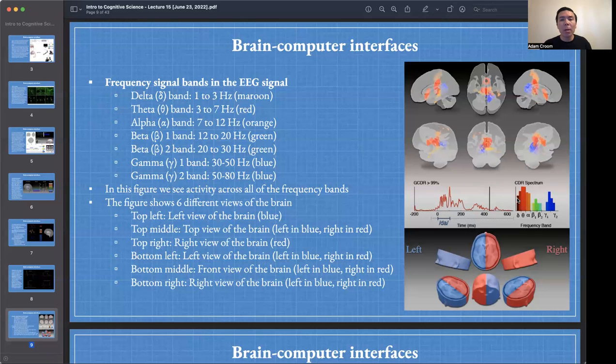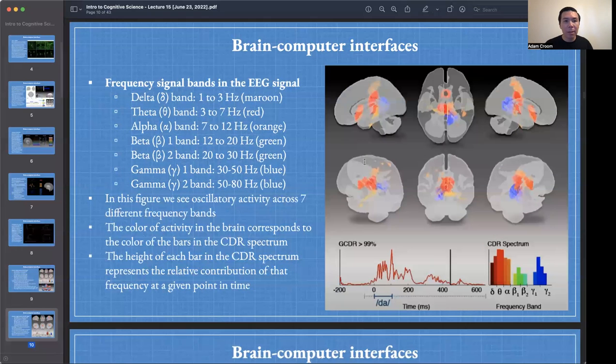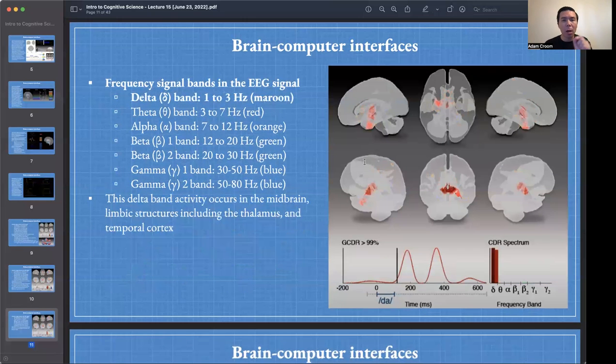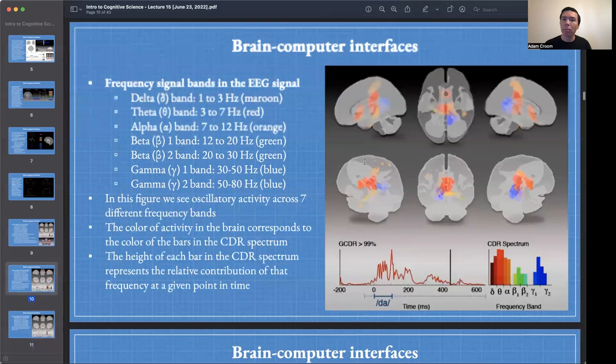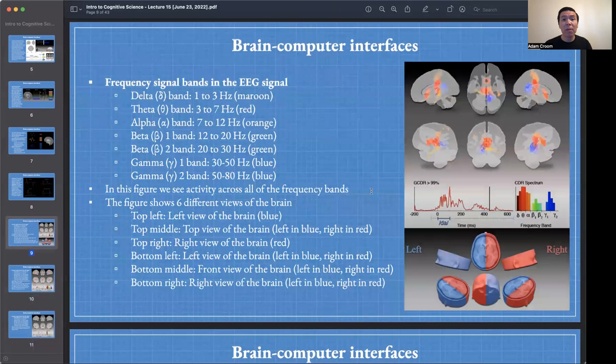Okay, and we'll notice that the colors match from the CDR spectrum with this visualization of the brain here. So we see that there's some, actually this will be clear in the next slide. I've separated the bands so that on each slide we can focus on a specific band. The important thing on this first slide is we have a nice picture of how the different frequency bands are involved in different regions of the brain.